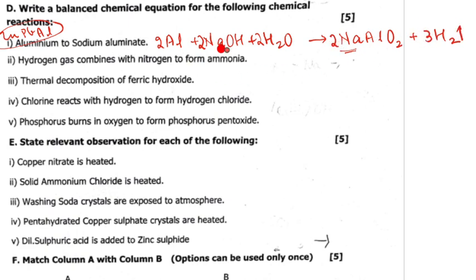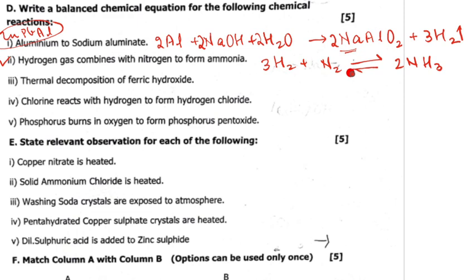So this is our first reaction. Then we have the second one: hydrogen gas combines with nitrogen to form ammonia. So here we have hydrogen plus nitrogen, and it is going to give us 2 NH3. So the balanced reaction is like this.